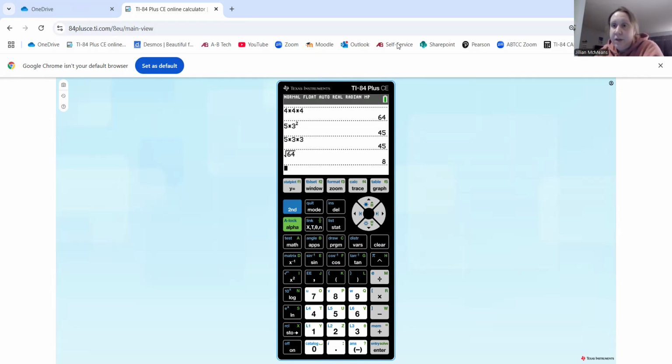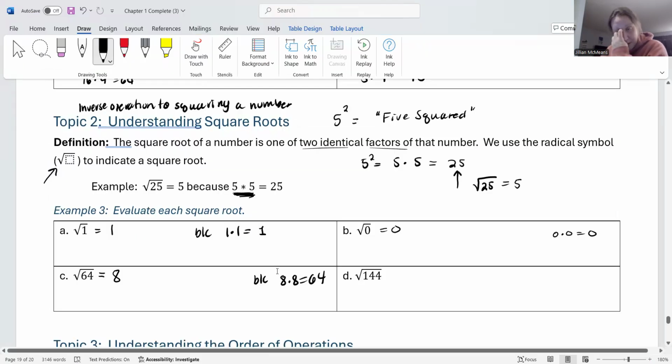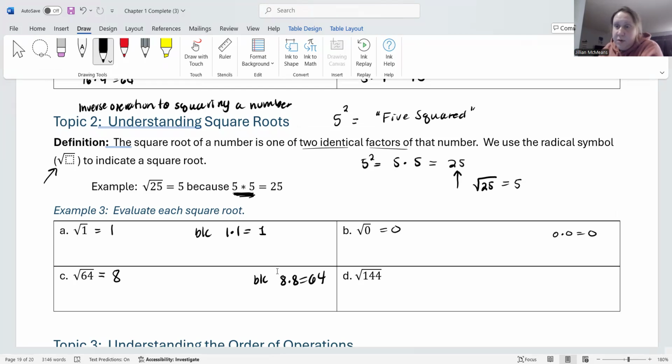So you can use your calculator, you can use your multiplication table. It's super helpful if you memorize some of these too, though. Okay, so 64 is one that's going to show up a lot, so it's worth memorizing. Now, finally, the square root of 144, we already did this when I was showing you how to use the multiplication table. The square root of 144 is 12 because 12 times 12 is 144. So you're looking for one of two identical factors of that number. That becomes the square root, okay?